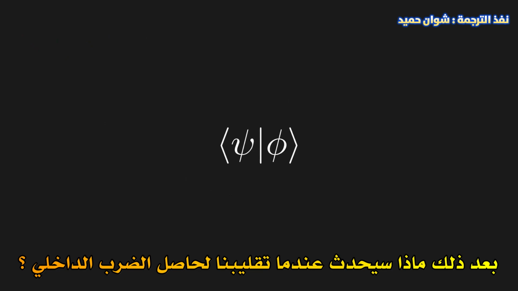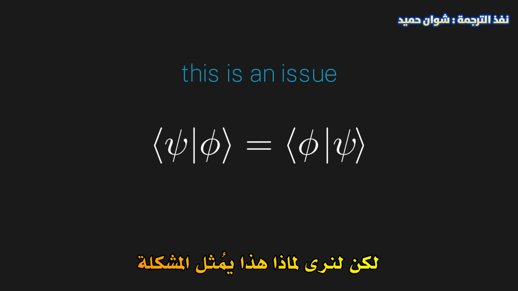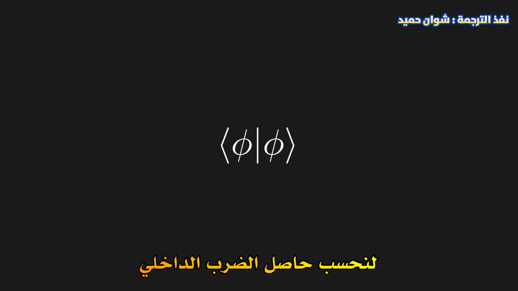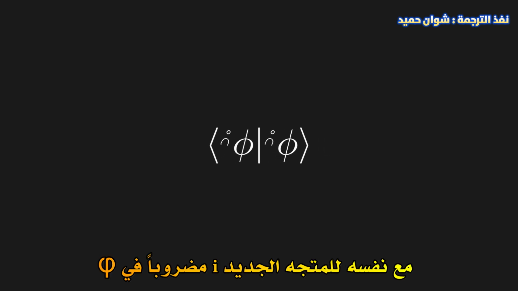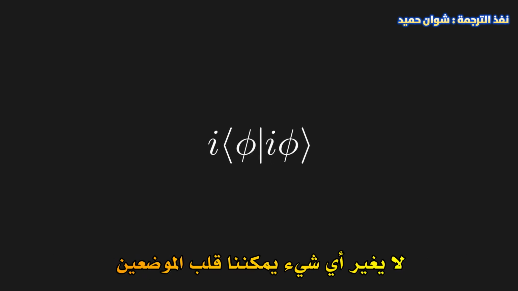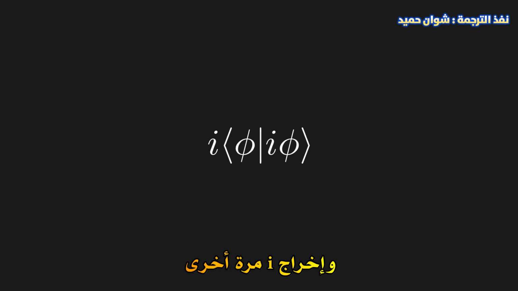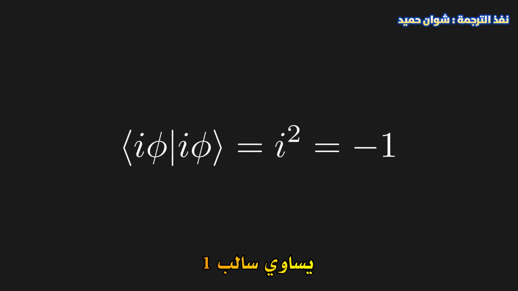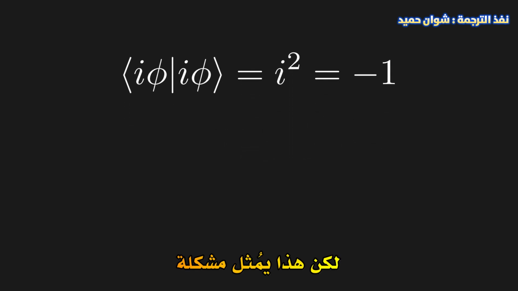Next, what happens when we flip our inner product, meaning we do this? You might think we can just have it be equal, but let's see why this is an issue. Assume the vector phi has an inner product with itself equal to 1. Now let's calculate the inner product with itself of the new vector i times phi. We can take out the i from the right-hand slot. Now, assuming flipping the inner product doesn't change anything, we can flip the two positions. Take out the i again, and remember that we assumed the inner product equaled 1. Thus, we get that the new inner product is equal to -1, but this is a problem.